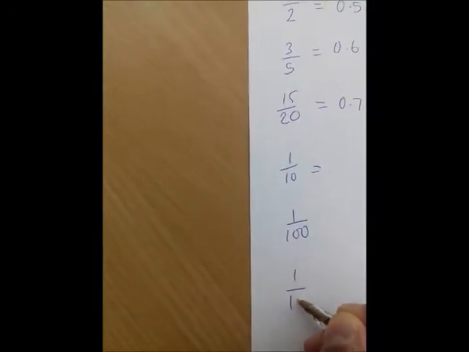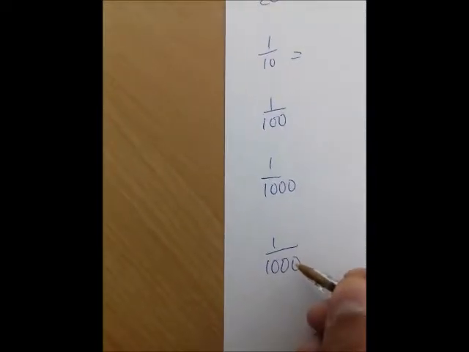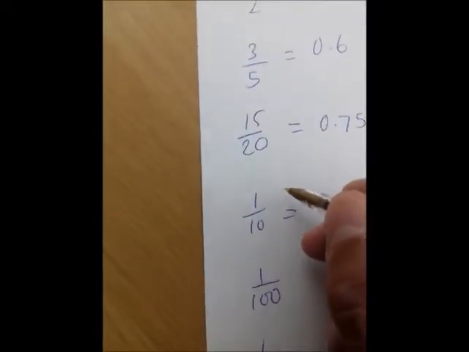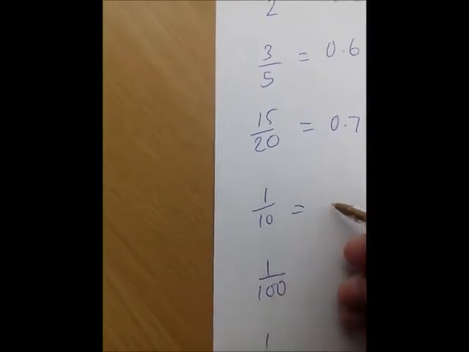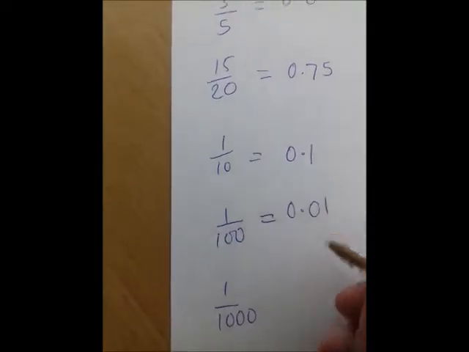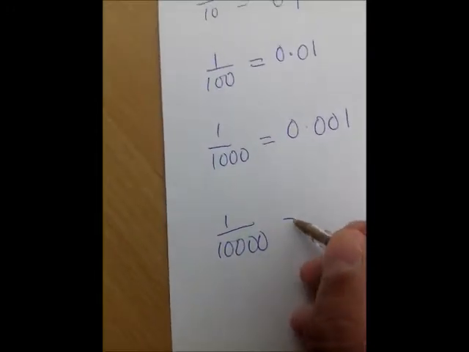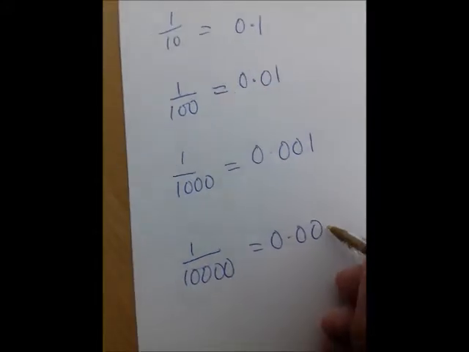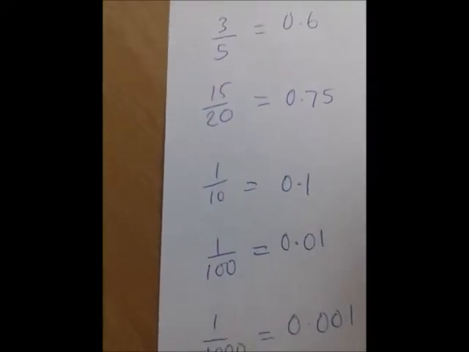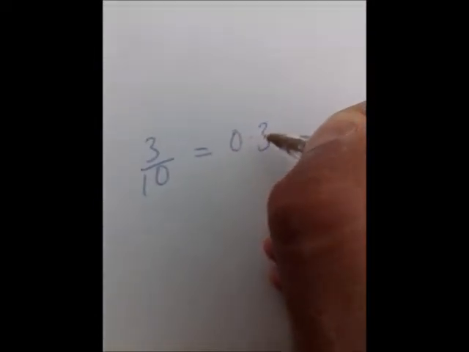So at the top we've got 1/10, and then I've got 100th, I've got 1,000th, and then I've got a 10,000th at the bottom. So if I convert a tenth into a decimal, do 1 divided by 10, I will get 0.1. 100th into a decimal, I get 0.01. 1,000th into a decimal, 0.001. And a 10,000th into a decimal, I get 0.0001. The question is asking about 3/10. So 3/10 as a decimal would be 0.3.